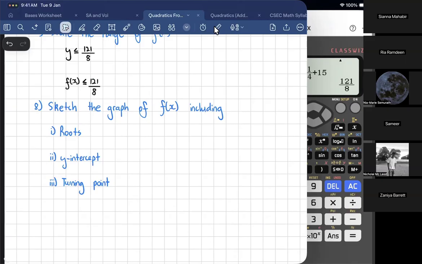Christian, read part 8 for me. Sketch the graph of f of x, including roots, y-intercept, and the turning point. Okay, which one out of the three do we have already? So we have the y-intercept and the turning point.